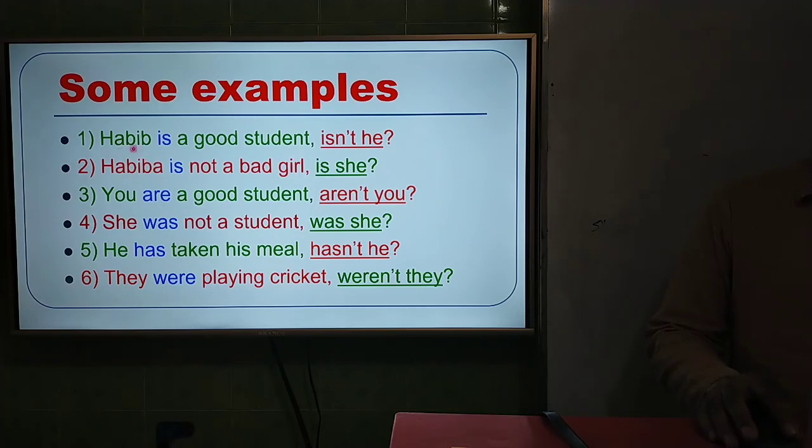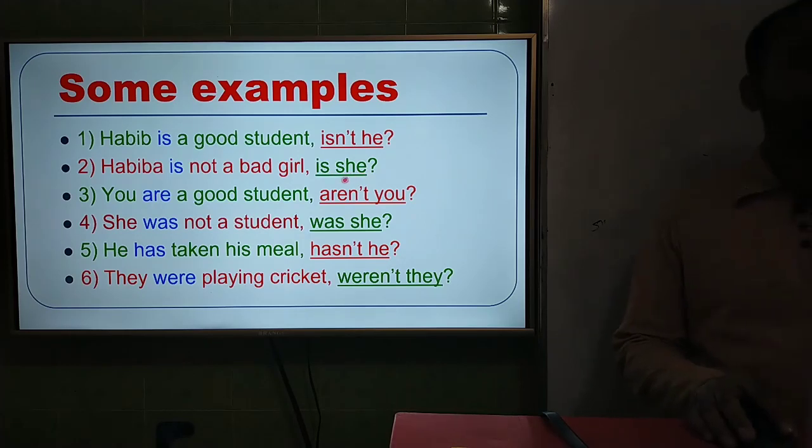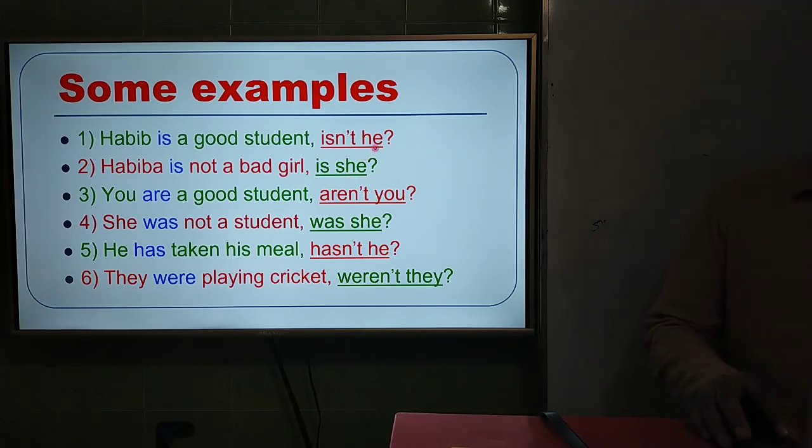Here in the first one, the subject is Habib, so we always have to write a pronoun. That means the rule is: if the subject is a noun, in the take question we have to write a pronoun. So the pronoun of Habib is "he" and the pronoun of Habiba is "she", and we have to write them in small letters in the take question. We cannot write in capital letters in a take question. So these are the rules of take question.